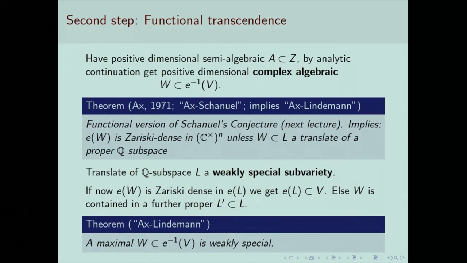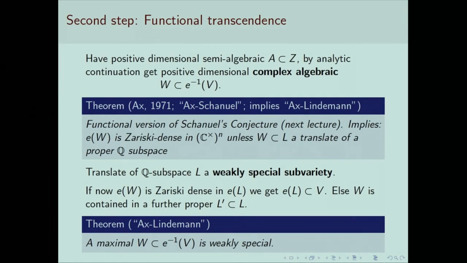And what this means is that if e to the W, if W is not Zariski dense, it's contained in some L, maybe it now is Zariski dense in e to the L. If it isn't, you can repeat the process. If it is, that means that e to the L is also contained in V by the Zariski density. And so another way of stating this is that a maximal algebraic subset in the pre-image is always a translate of a rational subspace.